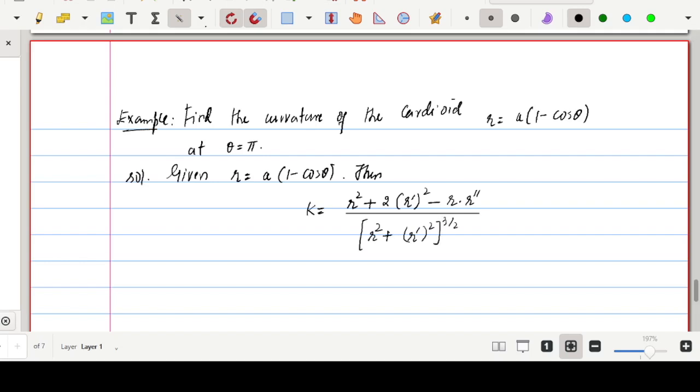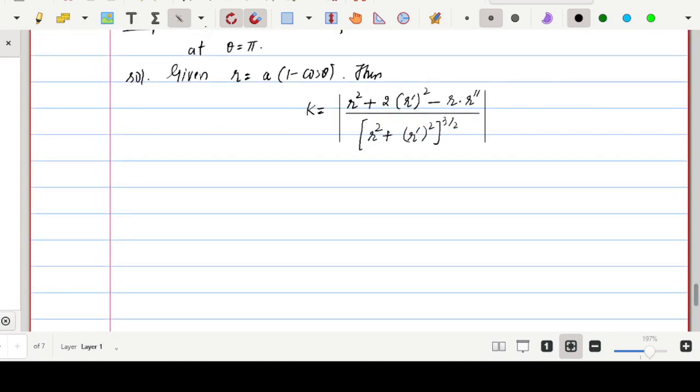फिर जो भी यहाँ पे आंसर मिलेगा उसका हमें मॉडुलस करना है, because we just have to keep in mind that curvature is not negative, it's always positive, so it can be even 0. So now let's evaluate the first and the second derivatives of r. So now we have this r dash, which we can take as the derivative of this thing, and derivative of cos we know it is equal to minus sine, so therefore this becomes a sine theta. Similarly, r double dash becomes a cos theta, because derivative of sine is cos.